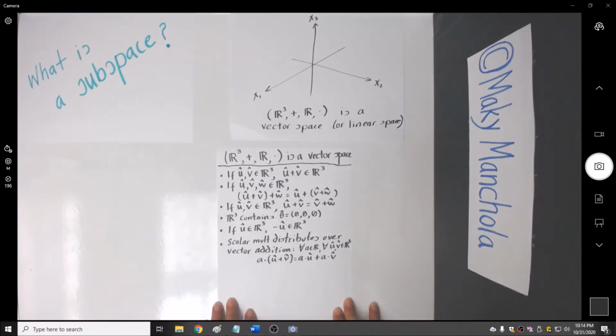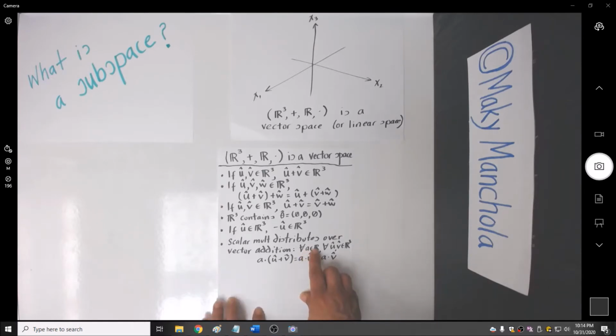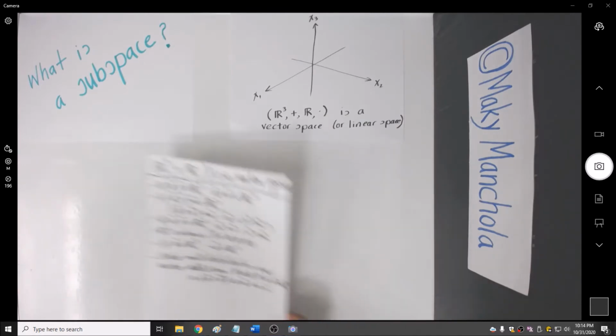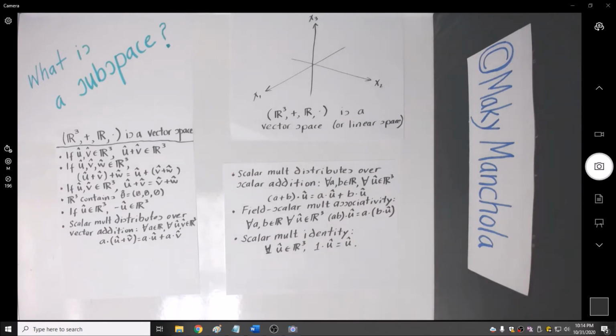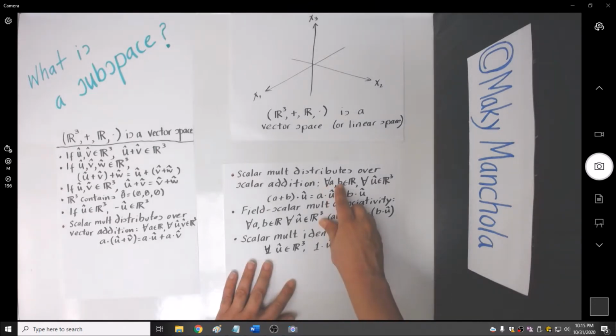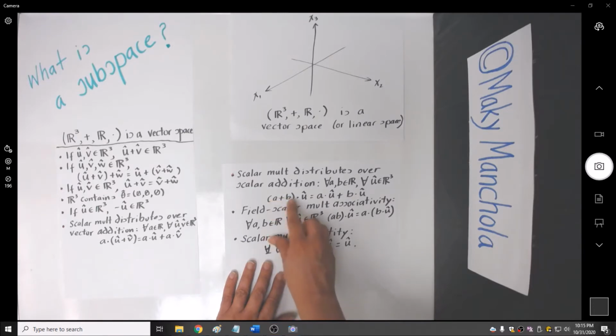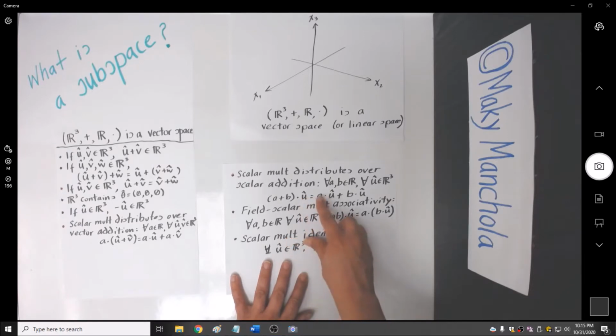Scalar multiplication distributes over vector addition. For every real number A and for every element U, V in R3, the scalar multiplication of A and U plus V equals the scalar multiplication of A and U plus the scalar multiplication of A and V. Scalar multiplication distributes over scalar addition. For all real numbers A, B and for every U in R3, A plus B scalar multiplication with U equals A scalar multiplication with U plus B scalar multiplication with U.